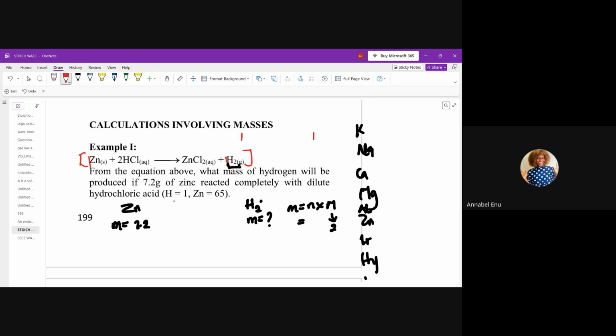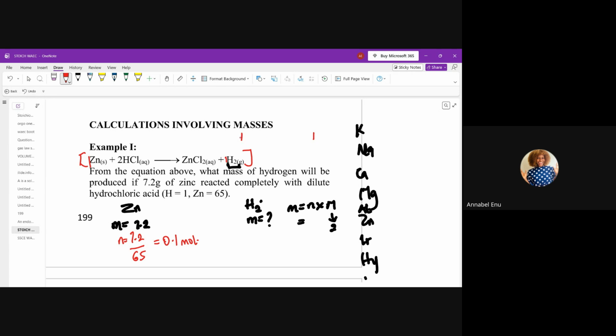So how do we know that? We're given the mass of zinc, so it is the number of mole of zinc that we can determine. The number of mole of zinc would be equal to 7.2 divided by the molar mass of zinc, which is 65. So 7.2 divided by 65. So that is 0.1. So that is to say, for 7.2 gram of zinc, we're making use of 0.1 mole. It's equivalent to 0.1 mole.